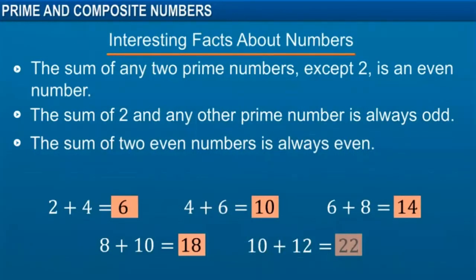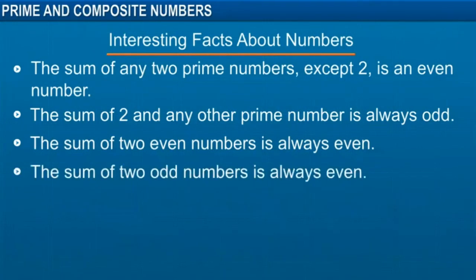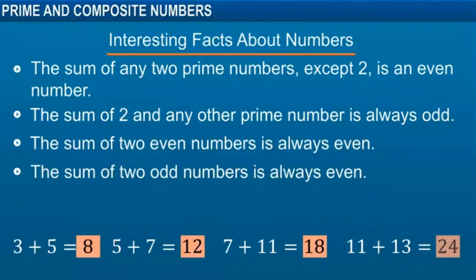Okay, so these are all even numbers. We are adding even numbers and getting even numbers. You can write down this also. The sum of two even numbers is always even. The sum of two odd numbers is always even. The next thing is the sum of two odd numbers is always even. If we add two odd numbers, what do we get? Even. 3 + 5 is 8. Same way, 5 + 7 is 12. 7 + 11 is 18. 11 + 13 is 24. You can write down this also. The sum of two odd numbers is always even.